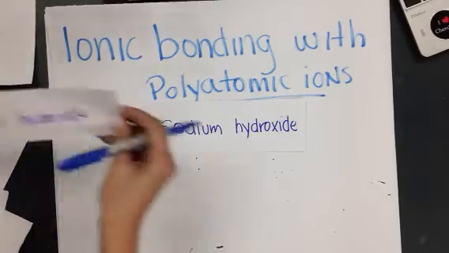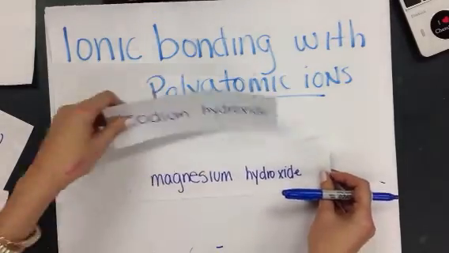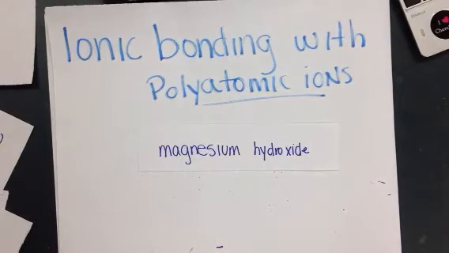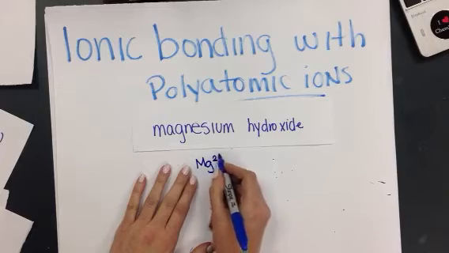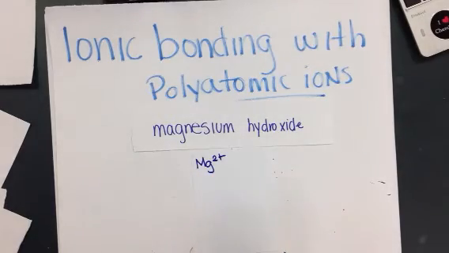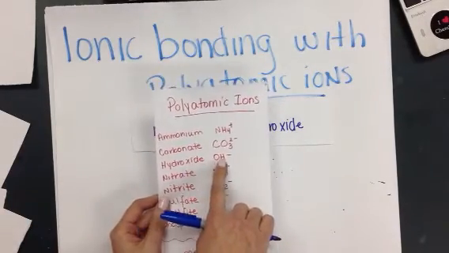How about magnesium hydroxide? Magnesium hydroxide. Let's find magnesium on the periodic table, and let's find hydroxide. Magnesium has a charge of 2 plus. Hydroxide, like we saw in the last example, is OH minus.